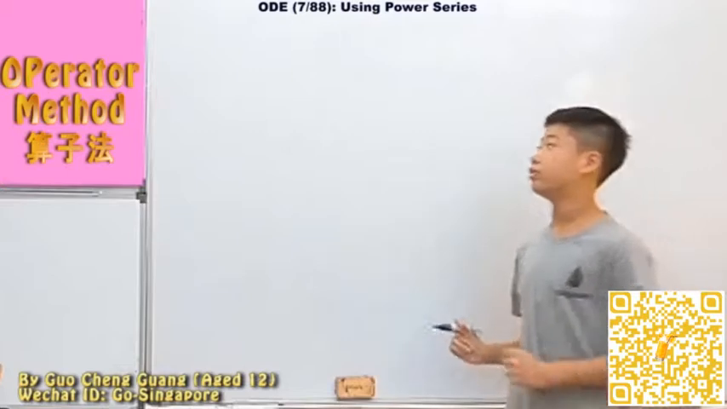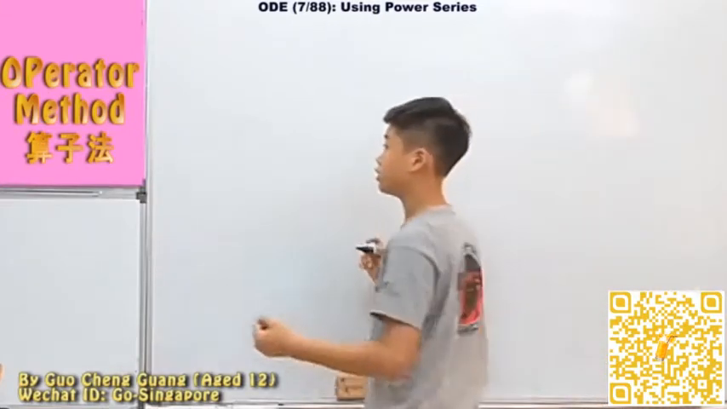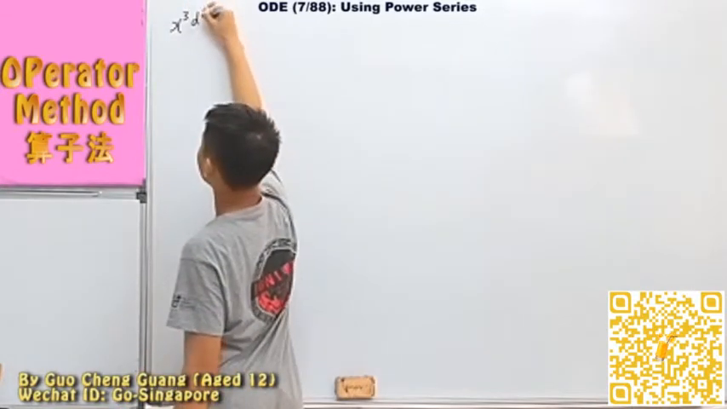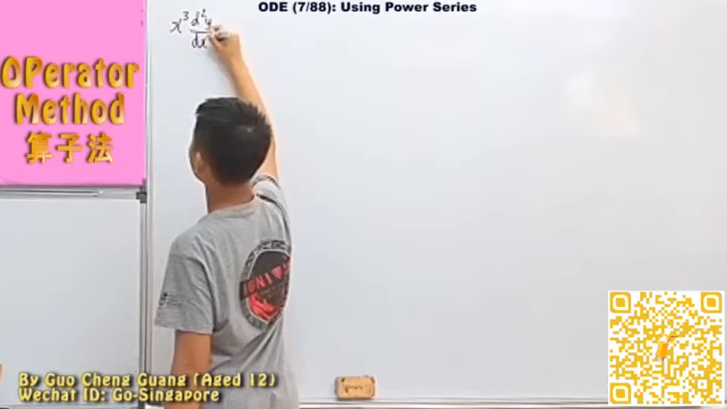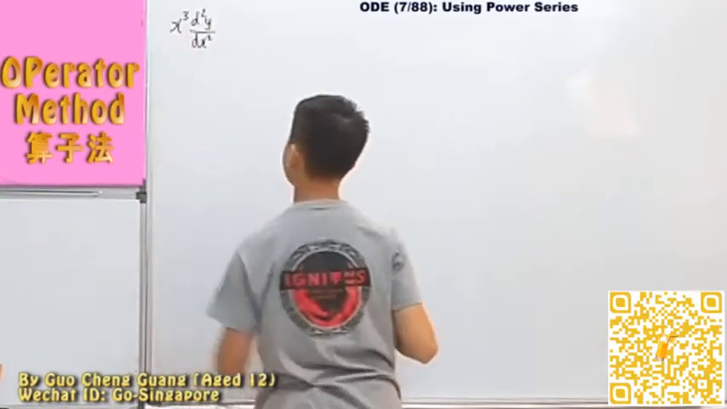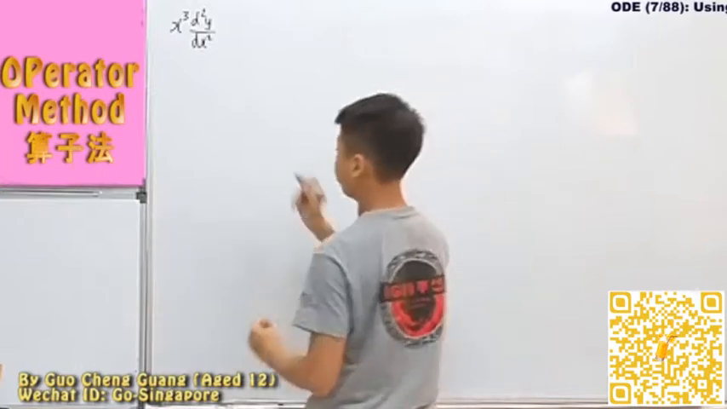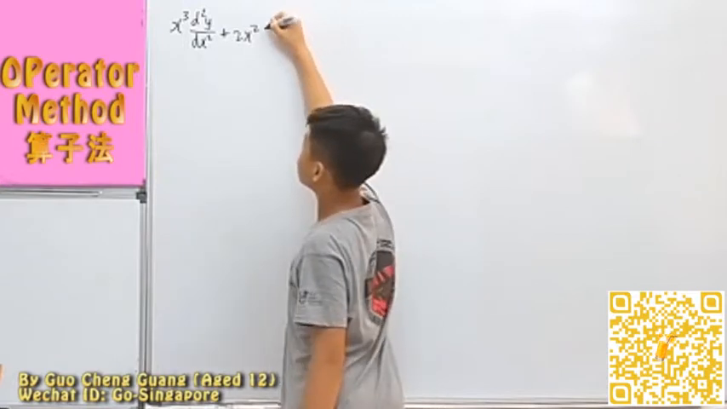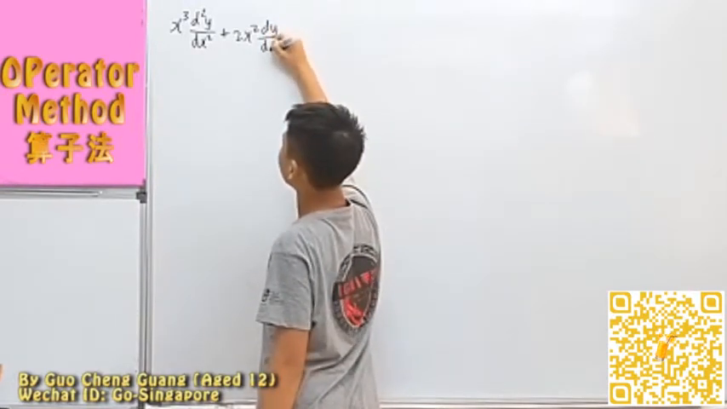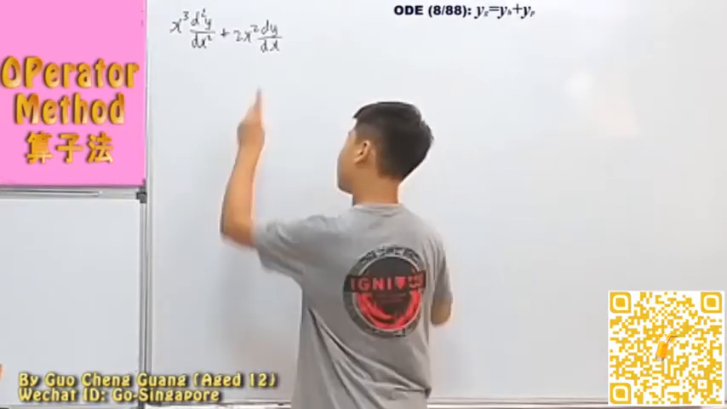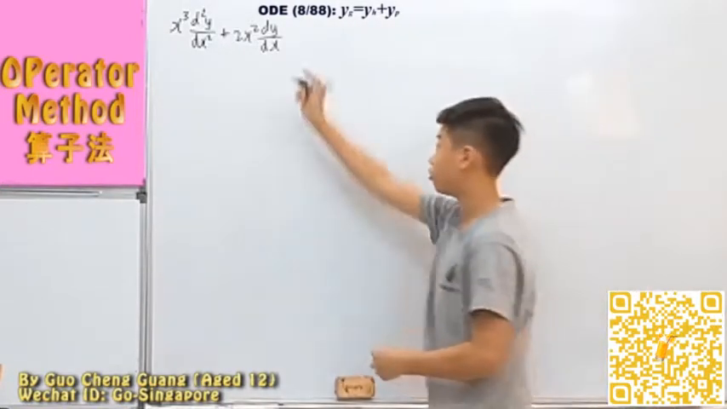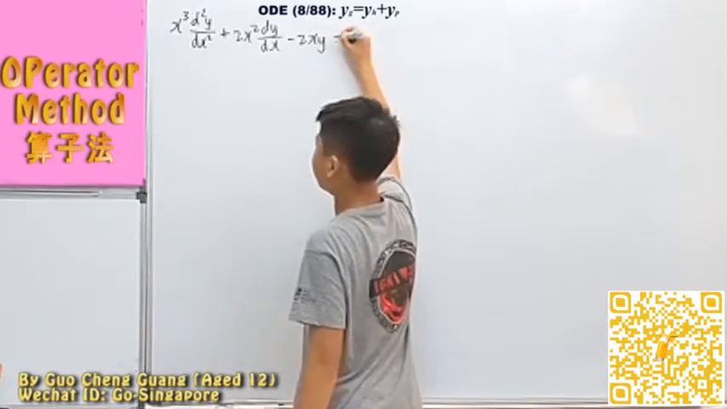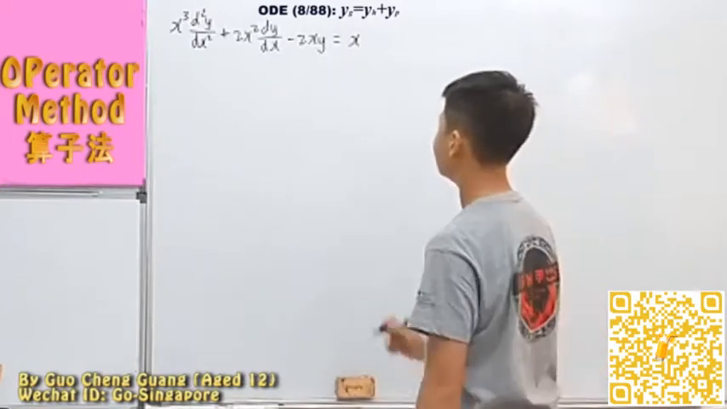For this second derivative example of the exact form that we're going to have here, you have x cubed times the second derivative of y, then you add 2x squared dy dx. So dy dx is the first derivative of y. After that, you have to subtract 2xy. And this part is equal to x.